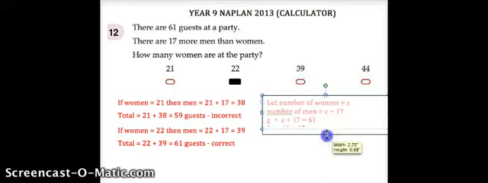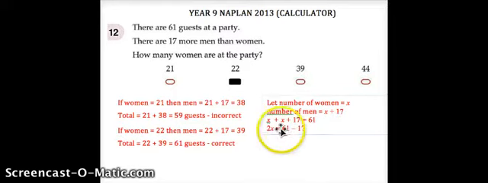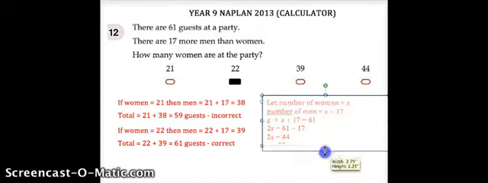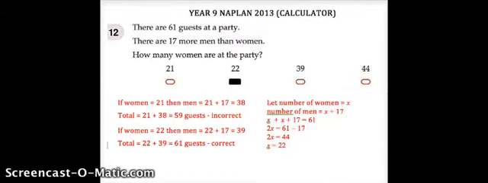Now we just solve that equation. So x plus x is 2x, so 2x plus 17 is 61, which means that 2x equals 61, take away 17. And so we would get that 2x is 44, and therefore x would be 22, remembering that that is the number of women.